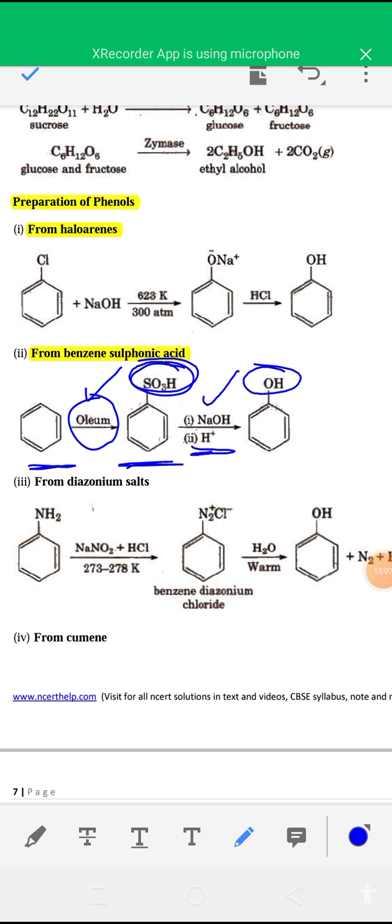First you have to convert the benzene into benzene sulfonic acid, and in the next step benzene sulfonic acid is treated with sodium hydroxide and then dilute acid. It is written in a single step: number 1 sodium hydroxide, and number 2 H plus, that is dilute HCl or dilute H2SO4. The SO3H group is converted into an OH group, so benzene sulfonic acid is converted into phenol.